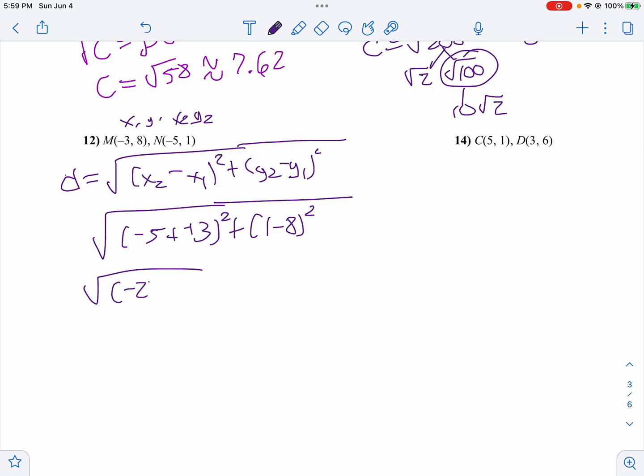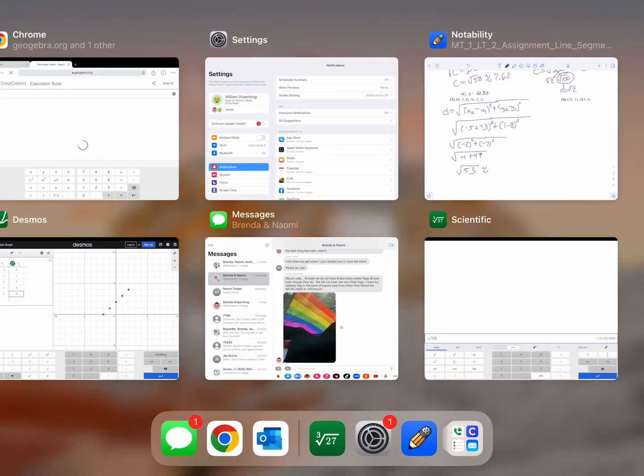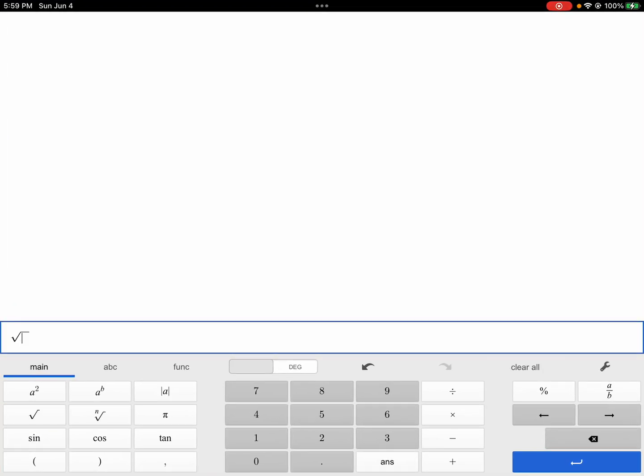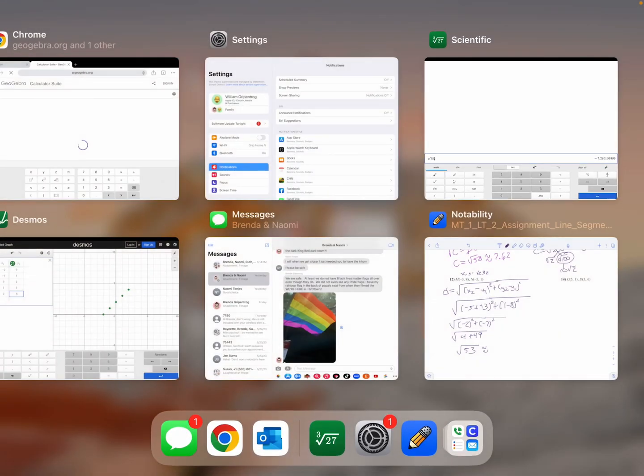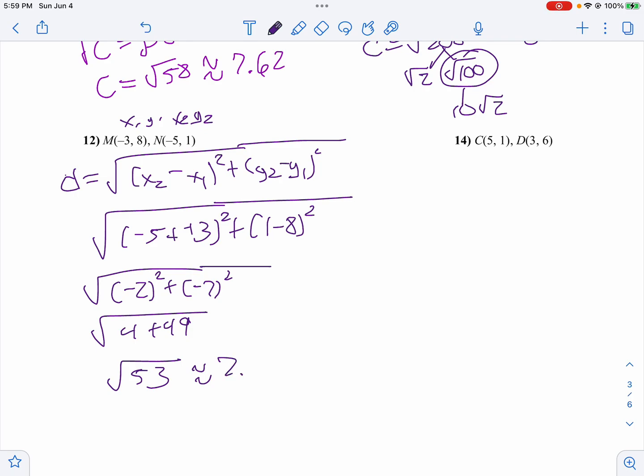-5 plus 3 will be -2 squared. 1 minus 8 is -7 squared. When you square a negative, you get a positive, so you get 4 plus 49, which is the square root of 53. That's an exact answer. It doesn't simplify. So if we take the square root of 53 on our calculator, we get about 7.28. So either the square root of 53 or 7.28 is the correct answer.